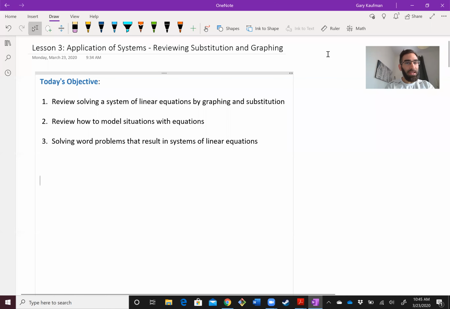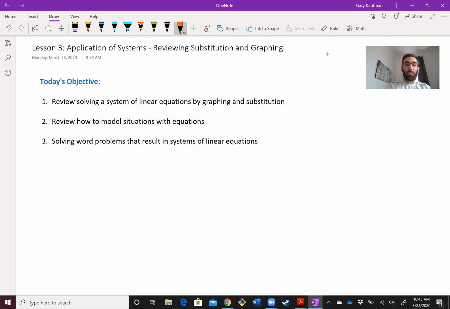Welcome to Lesson 3, Applications of Systems. This is going to be part 1 of 2. This one is going to be focusing on reviewing solving systems by substitution and graphing. You'll also see that on top of reviewing, we're also going to review how to model situations with equations.